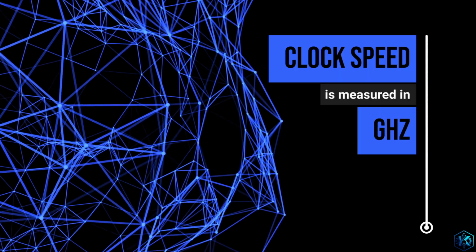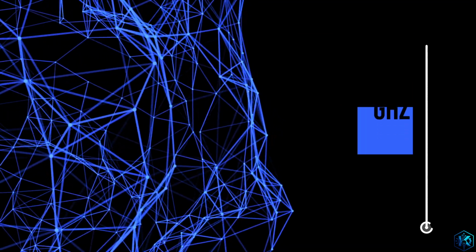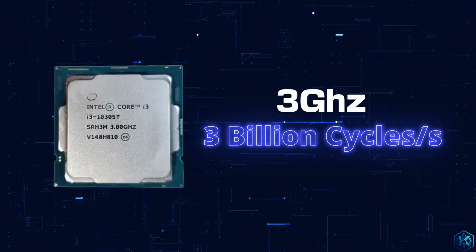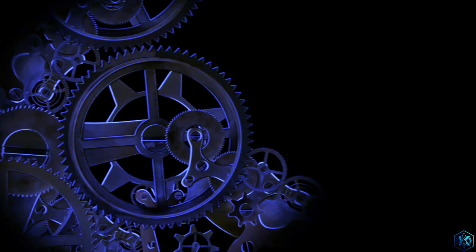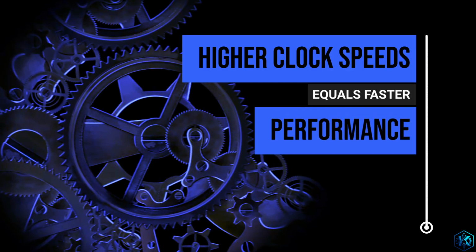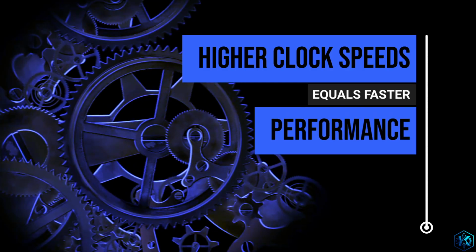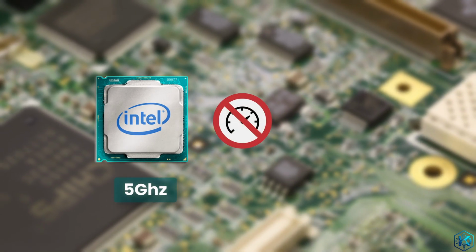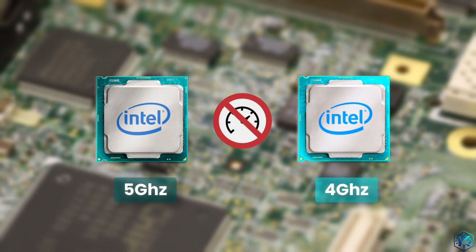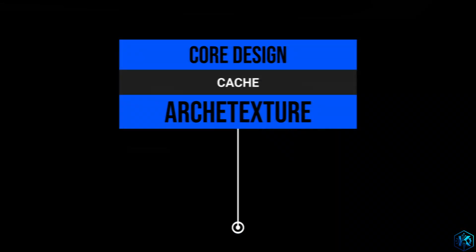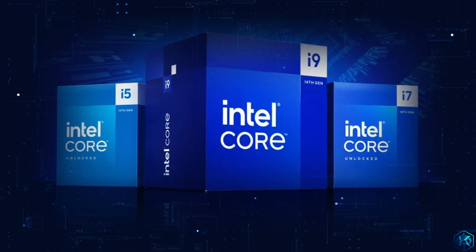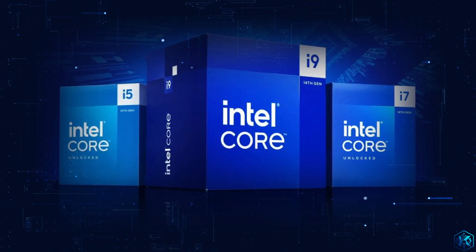Clock speed is measured in gigahertz. A CPU running at 3 GHz can perform approximately 3 billion cycles per second. Higher clock speeds generally mean faster performance. However, a 5 GHz processor is not automatically faster than a 4 GHz processor. Architecture, cache, and core design also matter. That's why modern CPUs are evaluated using multiple performance factors.